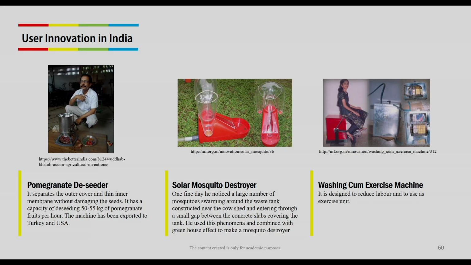Here are some examples from NIF, where a pomegranate de-seeder machine, a solar mosquito destroyer and a washing cum exercise machine were developed. You can see here the way the innovator made a prototype with easily available materials. And there, also, how the innovator used the parts of a cycle and a crude prototype was made.